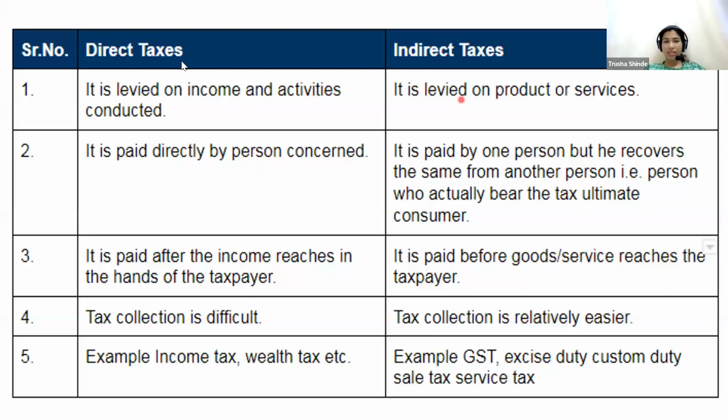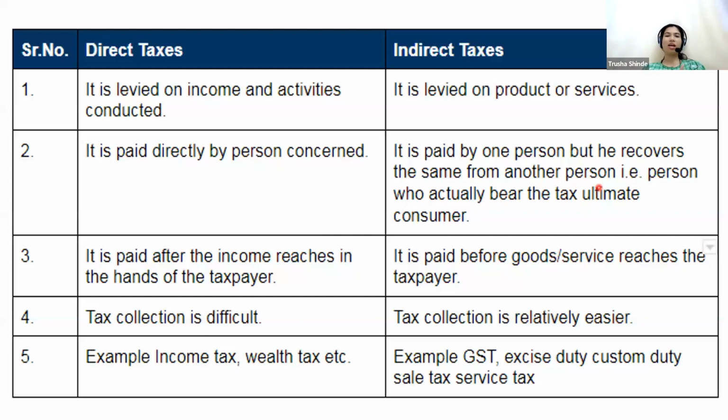Direct taxes are levied on your income and the activities which are conducted. It is paid directly by the person concerned. If you look at indirect taxation, then it is levied on your product or your services, and it is paid by one person who recovers the same from the other person. As I've given you the example, the wholesaler is going to take that money from the retailer, and if the wholesaler is paying the tax, he is going to take that money from the retailer. The manufacturer, in that case, takes it from the wholesaler.